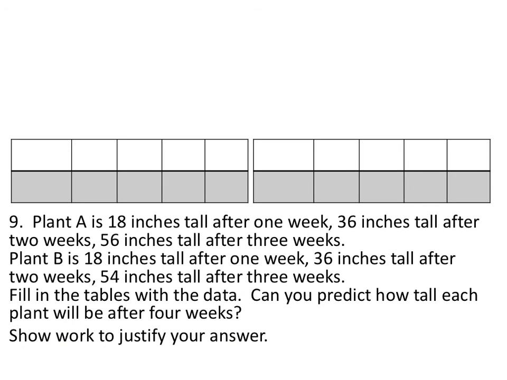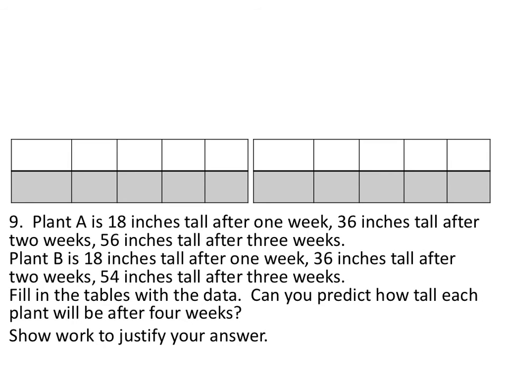All right, here we go. Number 9: plant A is 18 inches tall after 1 week, 36 inches tall after 2 weeks, 56 inches tall after 3 weeks. Plant B is 18 inches tall after 1 week, 36 inches tall after 2 weeks, 54 inches tall after 3 weeks. Fill in the table with the data. Can you predict how tall each plant will be after 4 weeks?